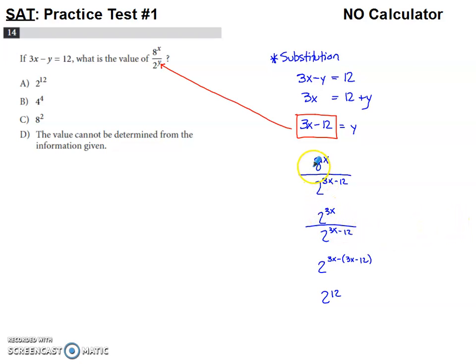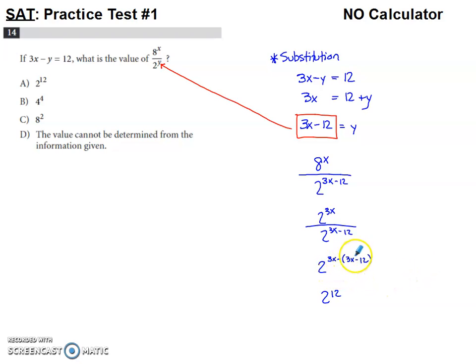So if I re-express 8 as 2 to the third, 2 to the third to the x is really 2 to the 3x. This is now beneficial because if I'm dividing pieces that are the same base with just different powers, the shortcut to simplify that is to subtract your exponents. So I copied the base of 2. I took the exponent from the numerator of 3x, and I'm subtracting the exponent from the denominator of 3x minus 12. You definitely have to be careful with your grouping symbols here.